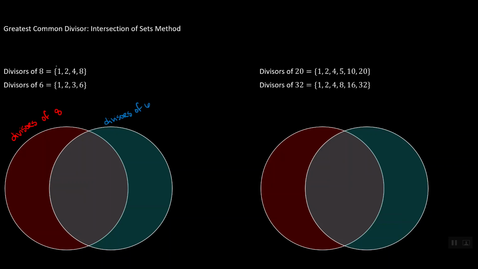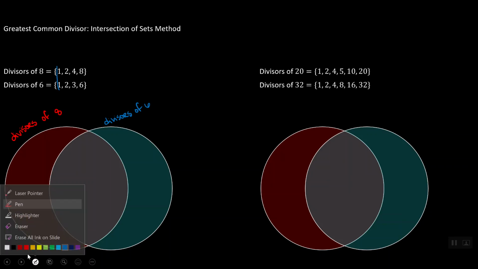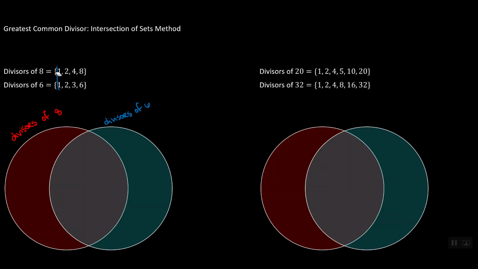Notice that we do have a couple common divisors. 1 is a divisor that appears in both visuals. 2 is also a divisor that appears in both of our sets here. Remember that when we use the Venn diagrams, anything that appears in both needs to go into the intersection.